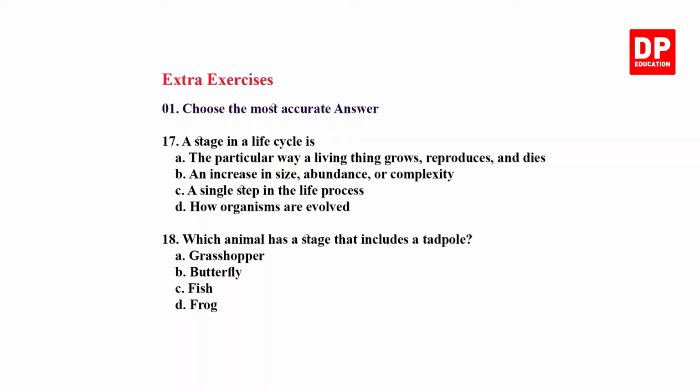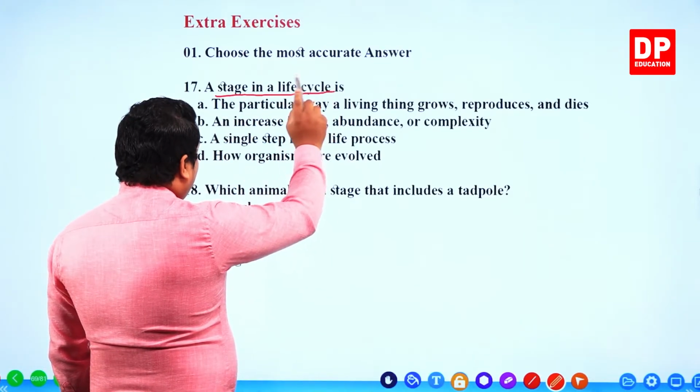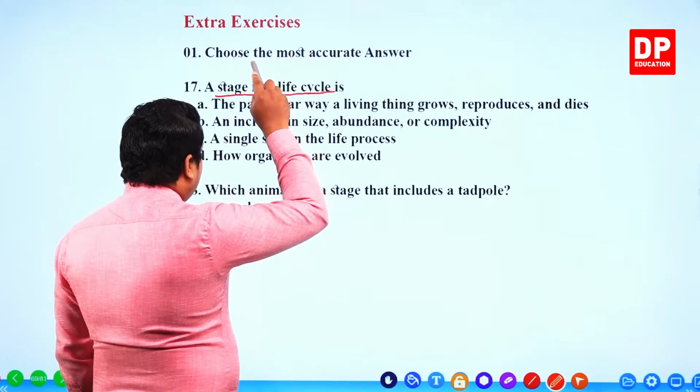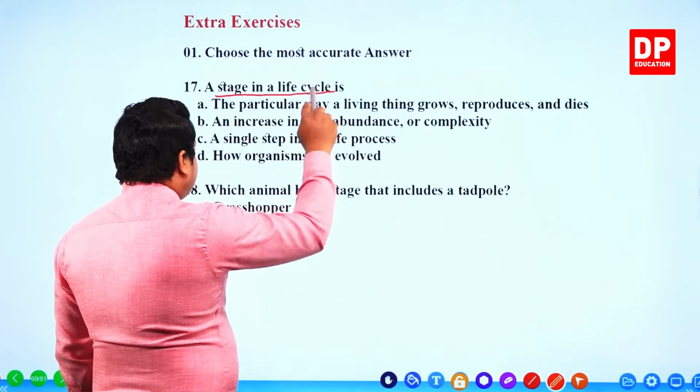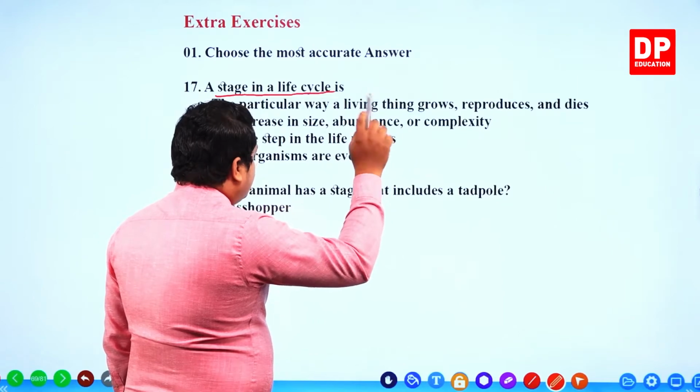In question number 17, a stage in a life cycle is: a particular way a living thing grows, reproduces, and dies; an increase in size, abundance, or complexity; a single step in the life process; how organisms are evolved. It's asking a stage in a life cycle, my dear children, not about the life cycle. If they're asking about the life cycle itself, then this is correct. Which one? A particular way a living thing grows, reproduces, and dies.